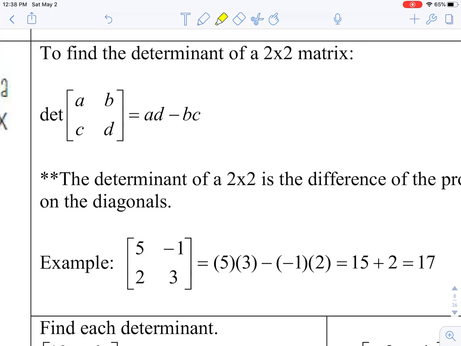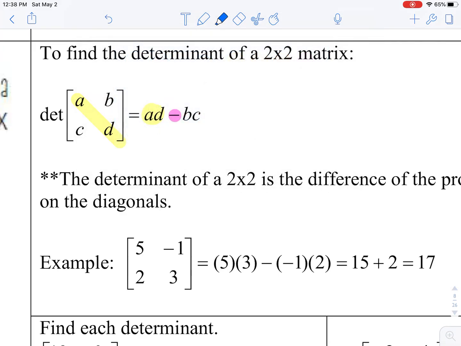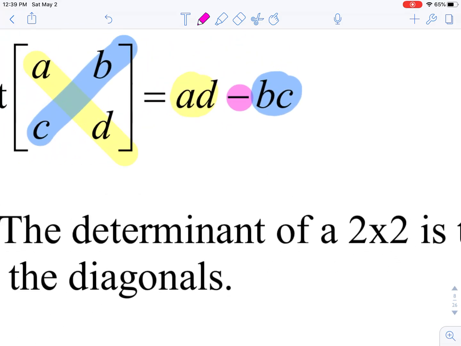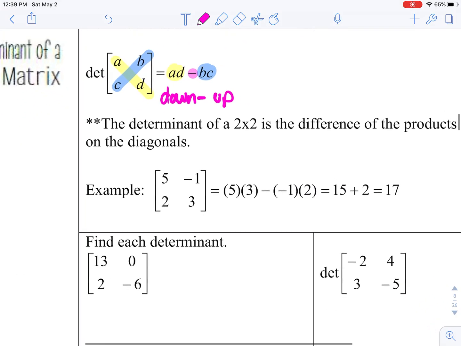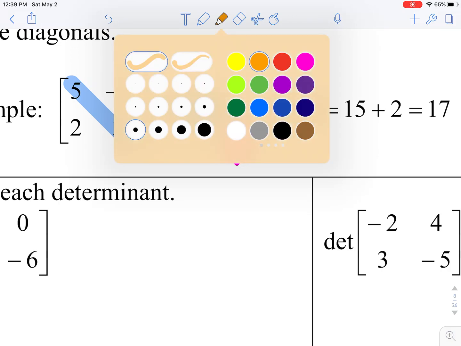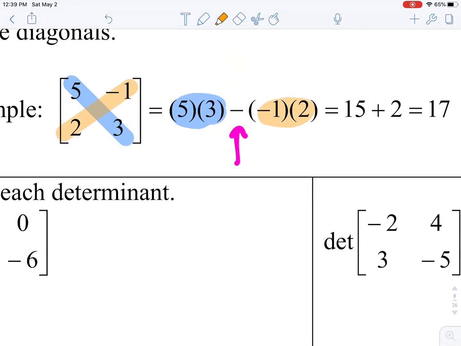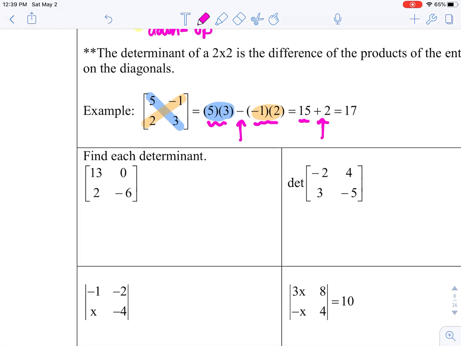Determinant of 2 by 2s is fairly easy. We are going to multiply the downs, and then we're going to subtract, and then we're going to multiply the ups, so B times C. So I always tell myself, and I'll say this every time, it's down minus the ups. So here is an example. Here's the downs, 5 times 3. Then they have their subtraction sign, and then they multiply the ups, negative 1 times 2. 5 times 3 is 15. And then it's minus a negative 2, which turns into plus 2 equals 17.